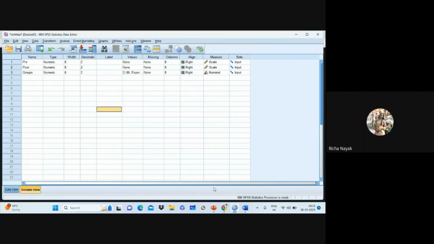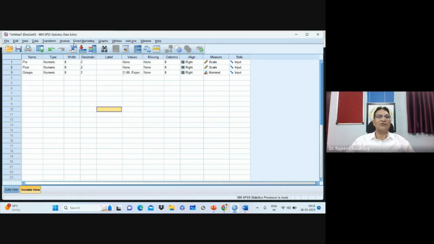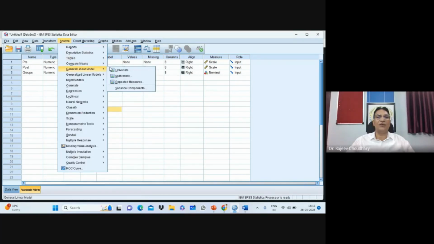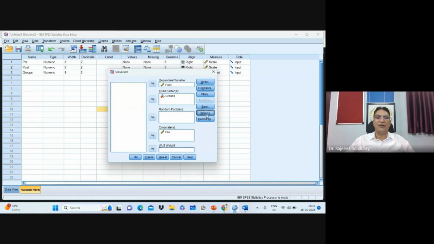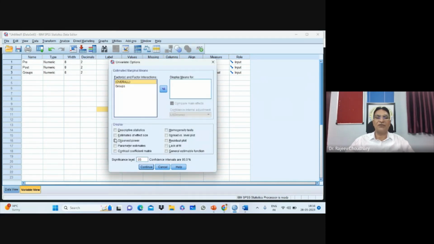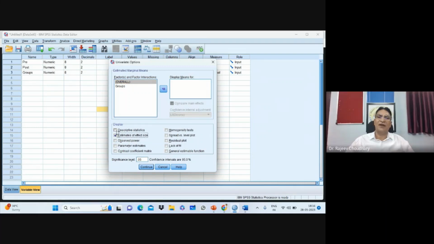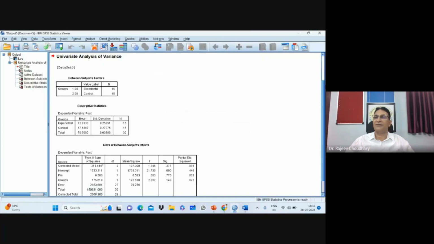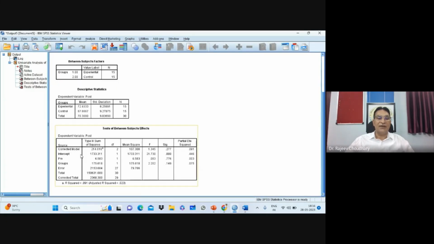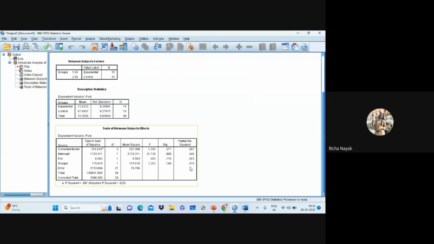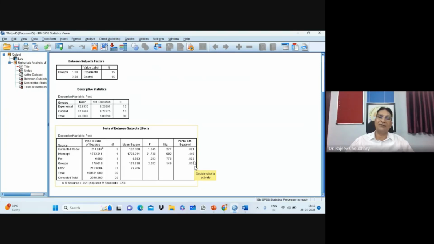See, go to analyze, go to general linear model, univariate, and see. This is estimates of effect size. Opt for this and opt for descriptive statistics also. Continue and click on OK. See, in front of the groups, the partial eta squared value is 0.075.